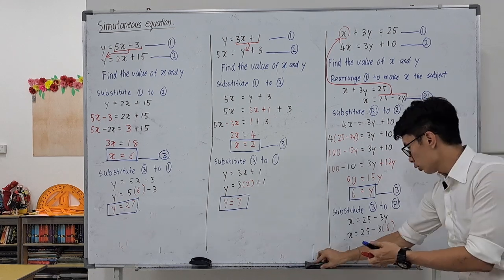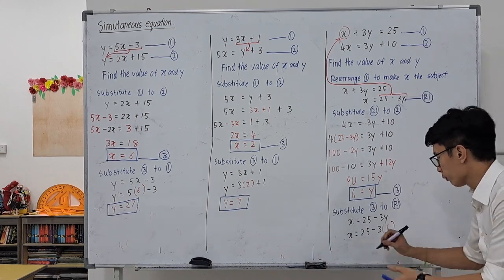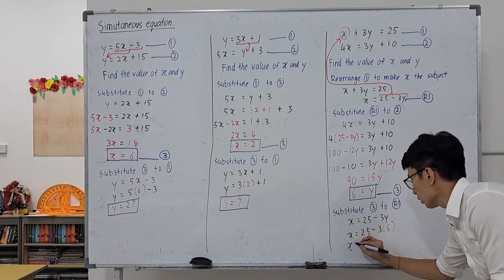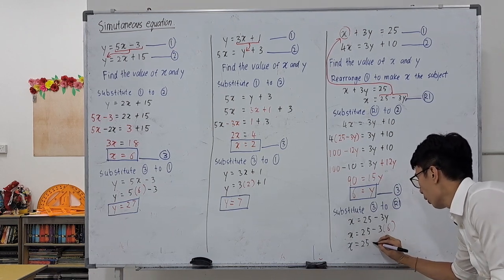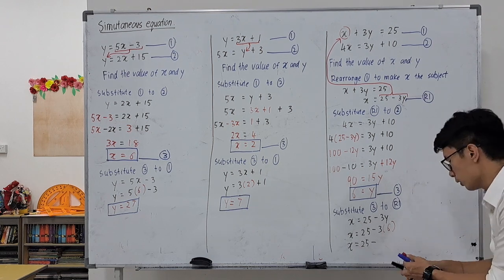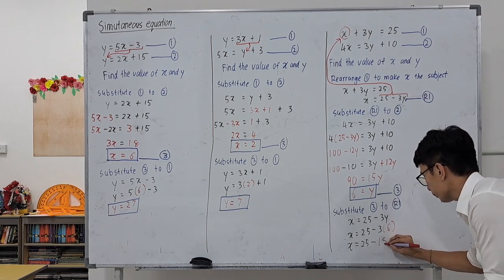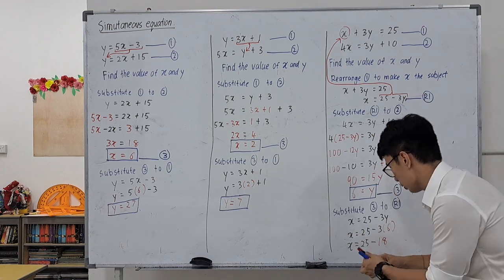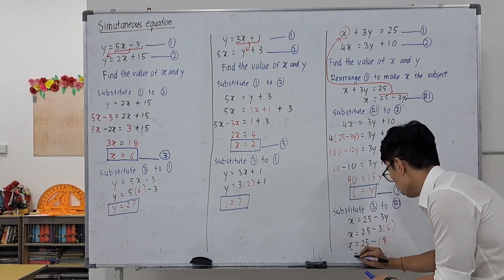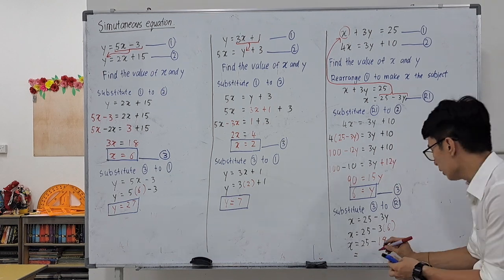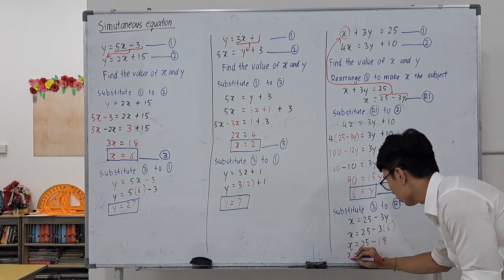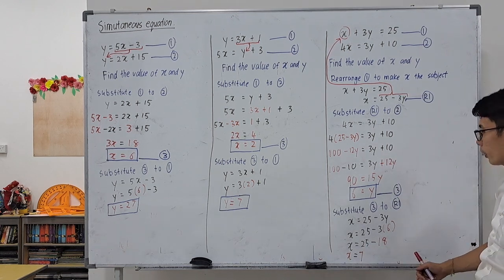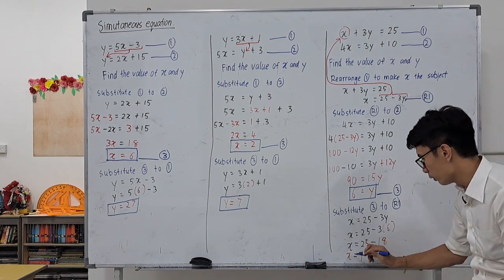Okay, so what do I have here right now? So I have x is equals to 25 minus 18. So that's going to give me x is gonna equals to 7. Okay, x is gonna equals to 7. All right, so I'm done with that.